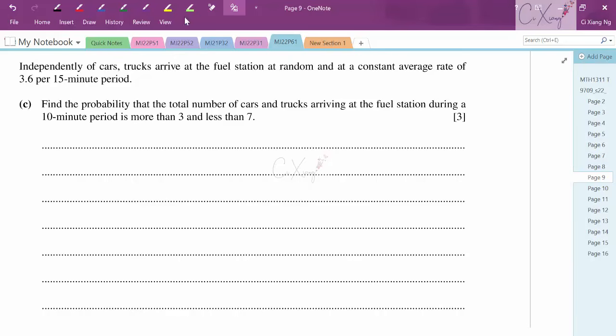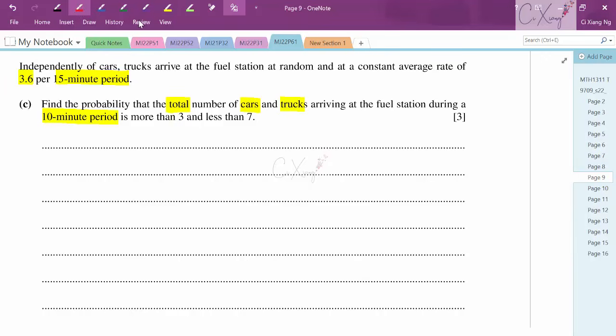Okay, so for part C, besides cars, independently, the trucks arrive at the fuel station at random and at a constant average rate of 3.6 for a 15-minute period. So the truck one is 3.6 for a 15-minute period. They want us to find the probability that the total number of cars and also trucks arriving at the station during a 10-minute period is more than 3 and less than 7. So now we are interested to find the probability for the total in a 10-minute period.